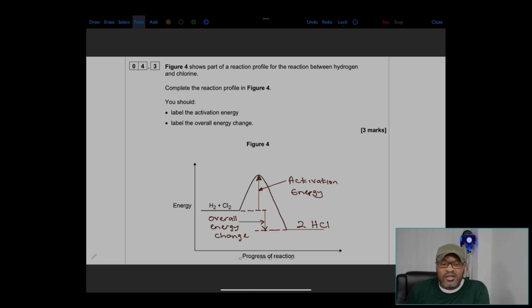If we do that, this is what we're going to get. We take that reactant to the product. Because the overall change is negative, that means the product is below the reactant. The reactant is 0, and the product will be the difference, so it will be negative. That will be the overall energy change, and the activation energy is always measured from the reactant, so this is what we should get.